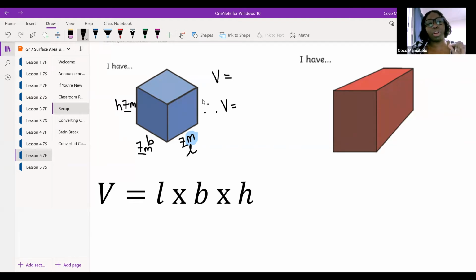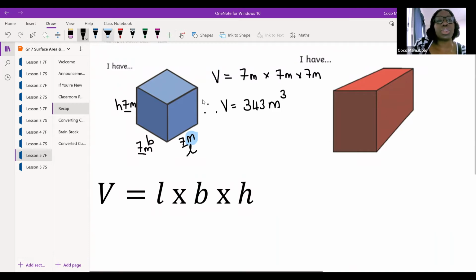So Landile, remember, we're not doing 7 squared. We're doing 7 cubed. So I'm going to get 7 meters times 7 meters times 7 meters, and this is going to give me 343 meters cubed. Guys, do not forget the cubed. Don't just write 343. Don't just write 343 meters. This cubed is very, very important. We must include it.